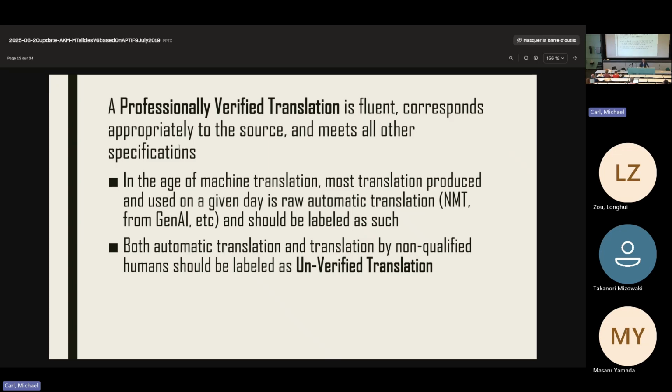So, a professionally verified translation is fluent in the sense we just described. It reads well, independently of whether it's a translation. It corresponds appropriately to the source text. There's no absolute definition of correspondence. It's relative to the specifications.